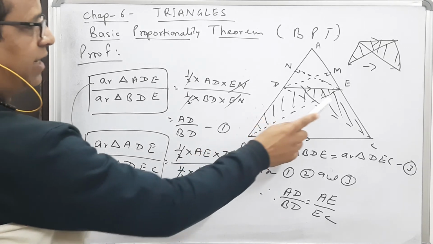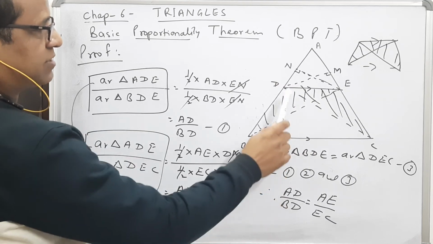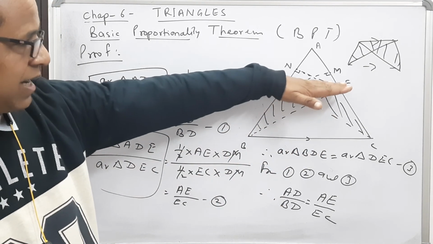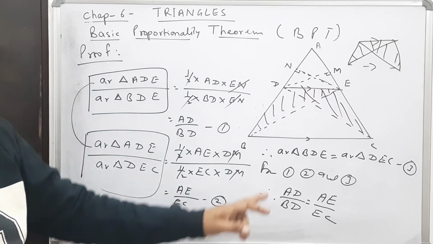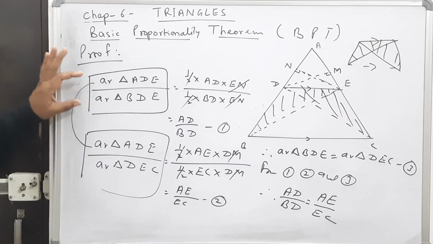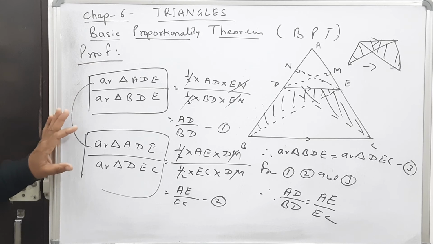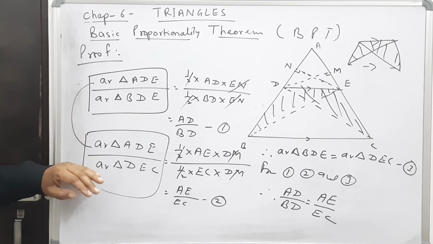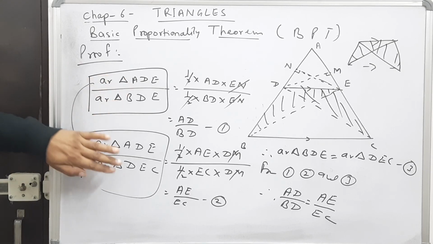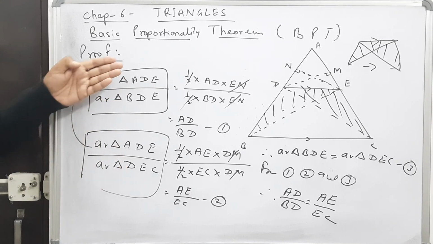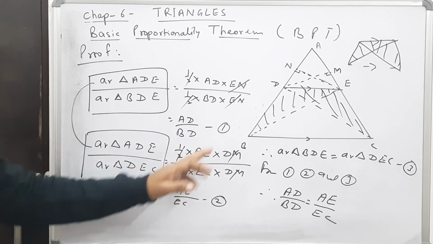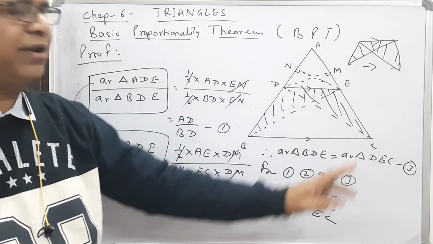Now the areas of these two triangles are equal because they lie on the same base DE and between the same parallels DE and BC. So their areas are equal. Now coming to the first and second, the numerator is already equal and we have made the denominator also equal. So this part is equal to this part. So when these two parts are equal, then AD upon BD is equal to AE upon EC.